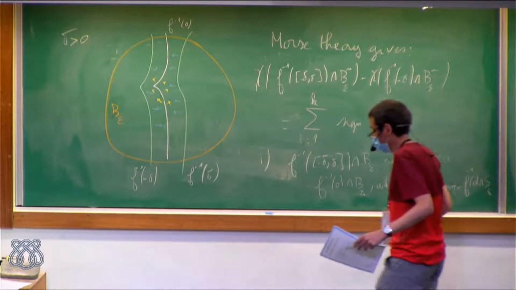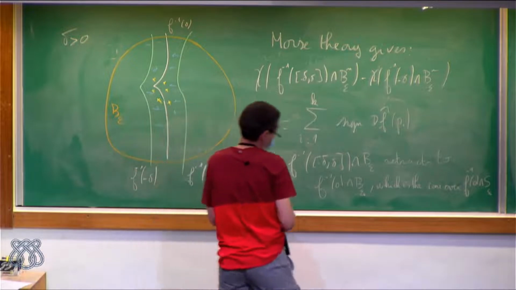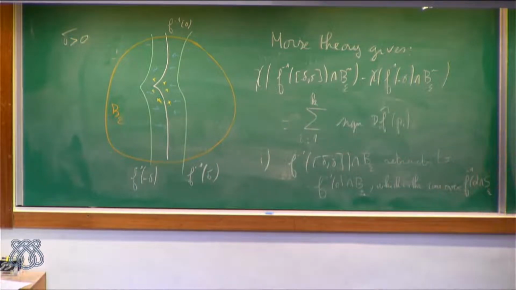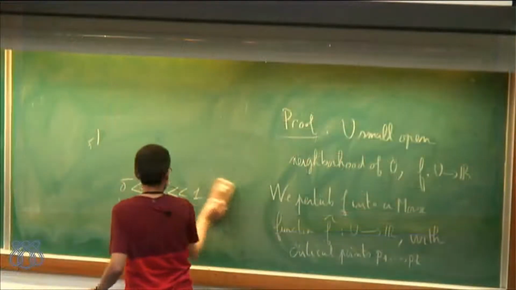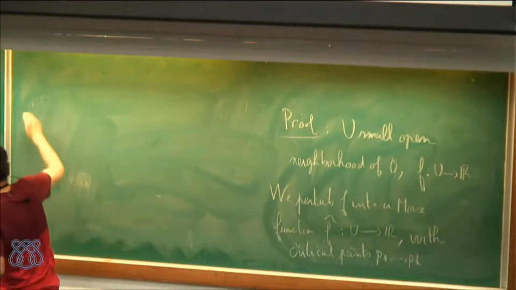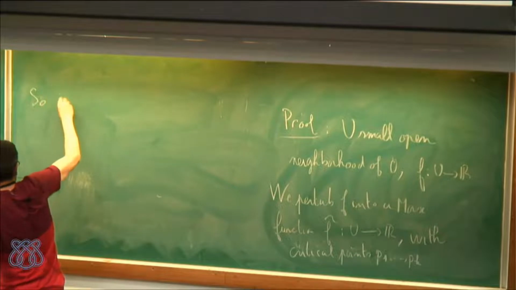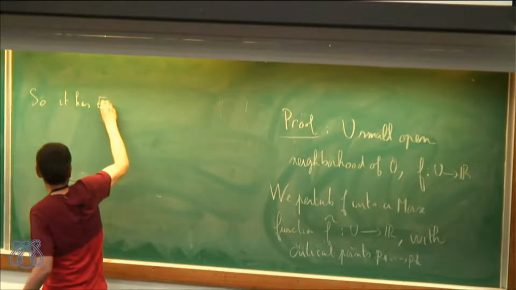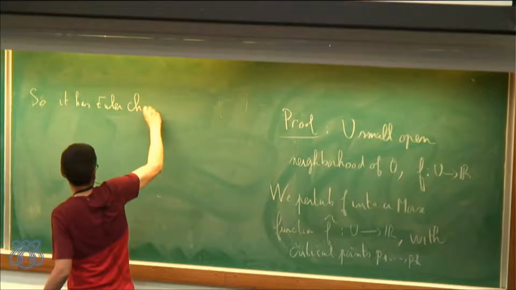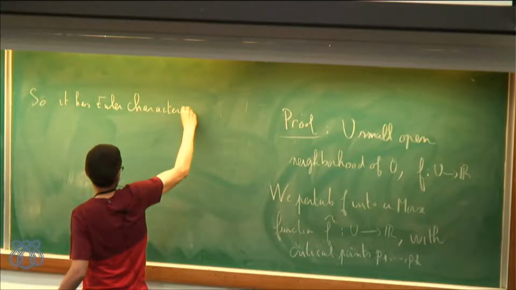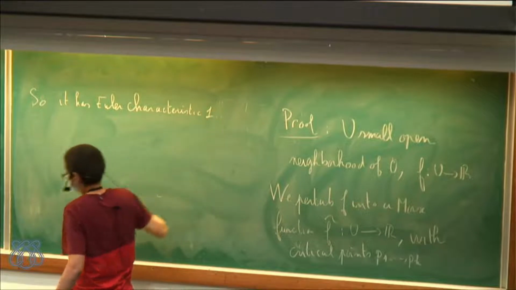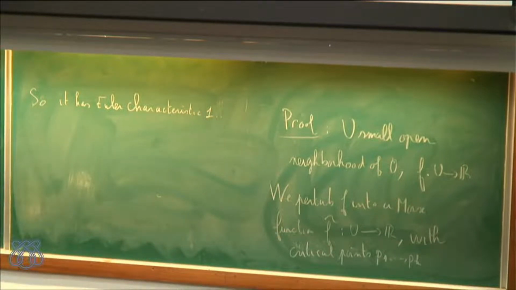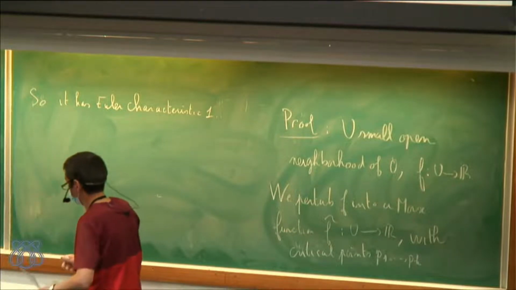So it has Euler characteristic 1. So this part is 1. Okay. So now we have to prove that this is the degree of the gradient of f at the origin, but this is not too difficult.